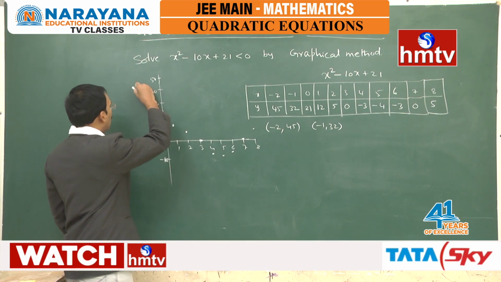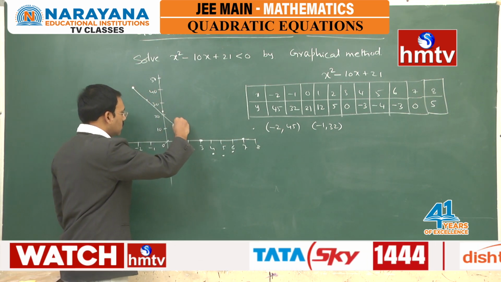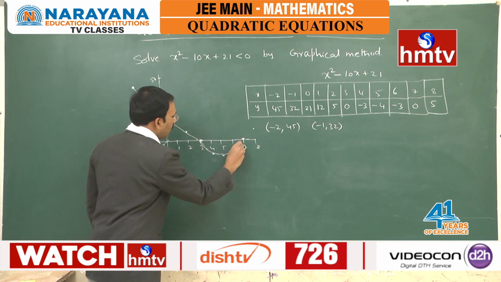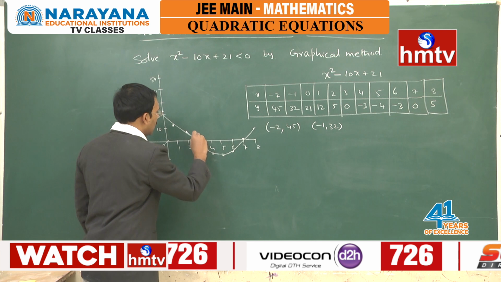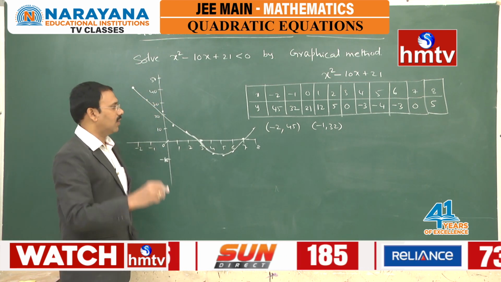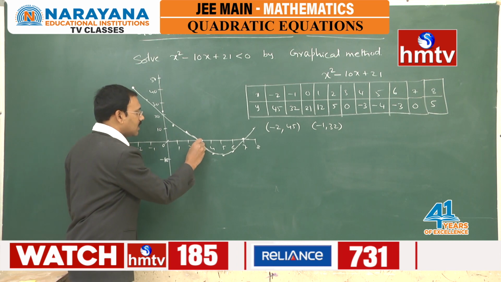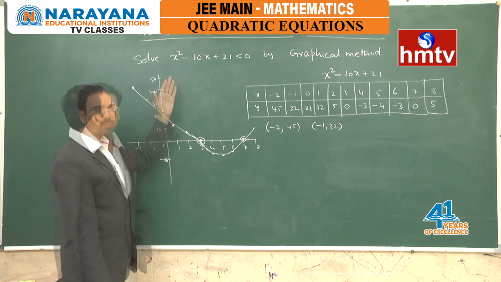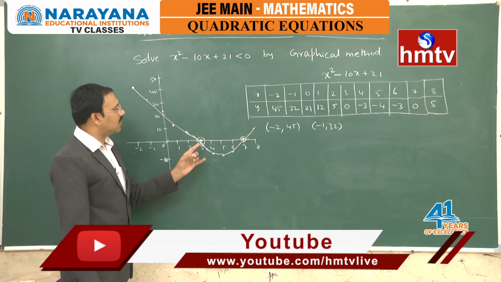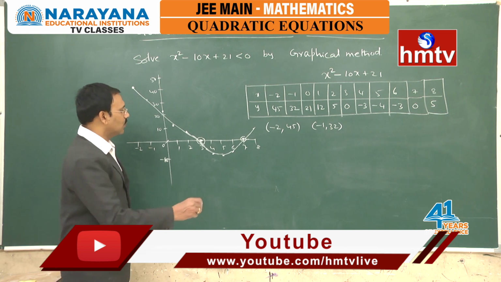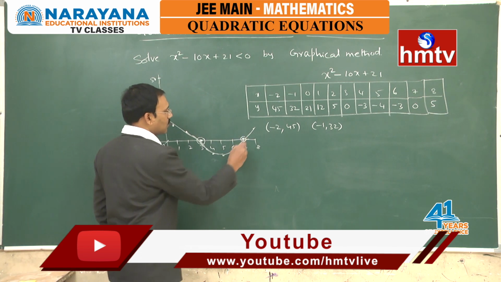If you join all these points, you are going to get a parabola. We know that the graph of this expression is going to be a parabola. You see, it has cut the x axis at 2 points, at 3 and 7. Solutions of this equation are integers. We can easily identify these numbers. So, 3 comma 7 are the roots.